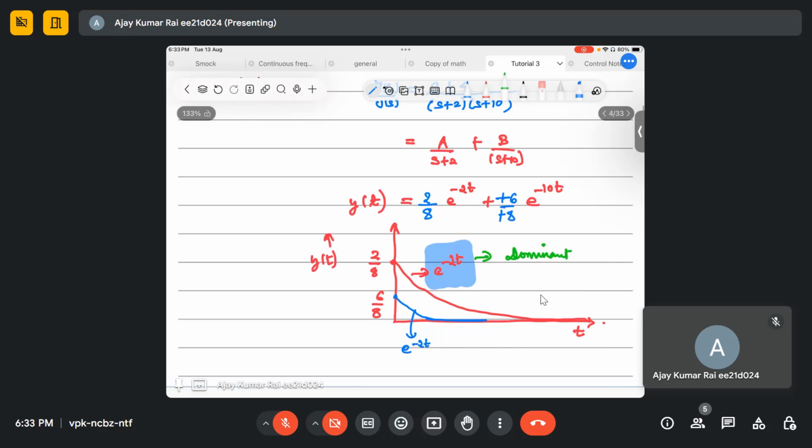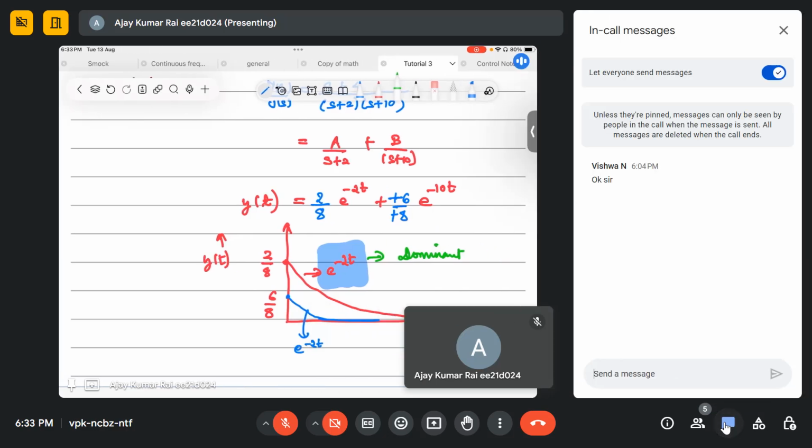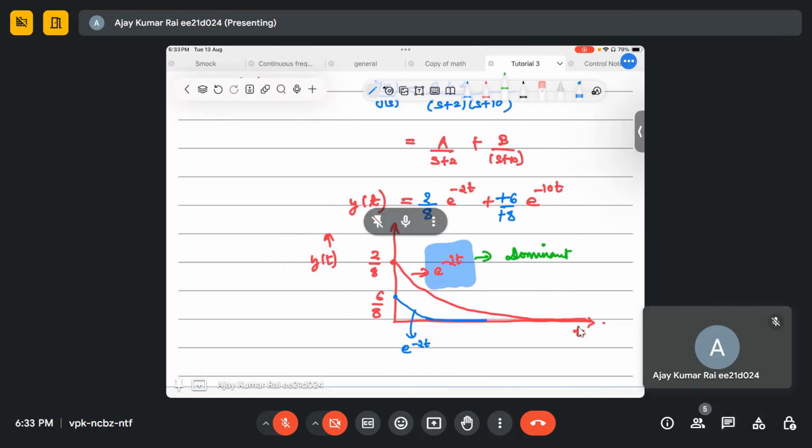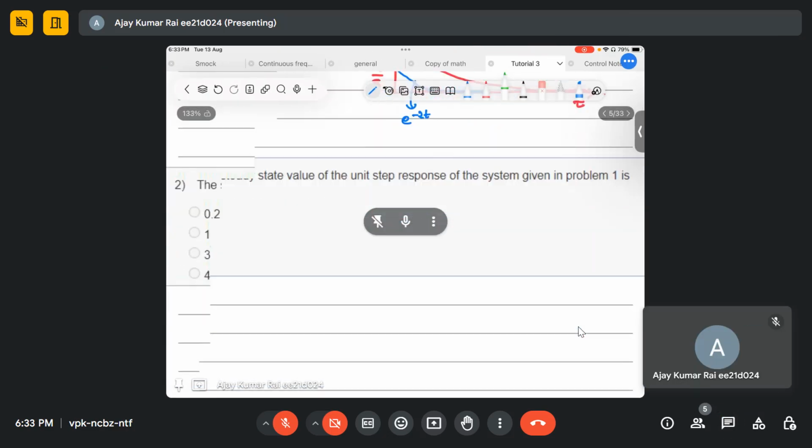Any doubt? You can write in the chat box also if you have any doubt. Okay, I'll go to the next question.